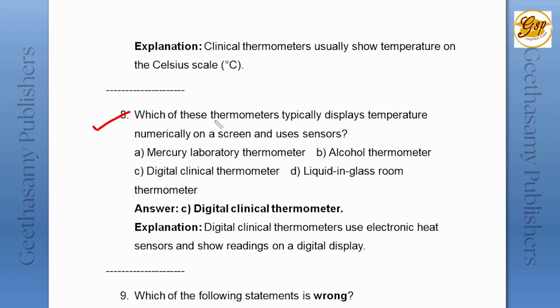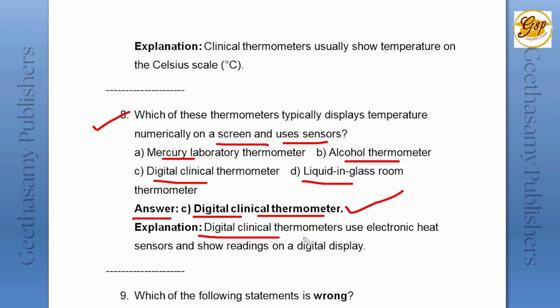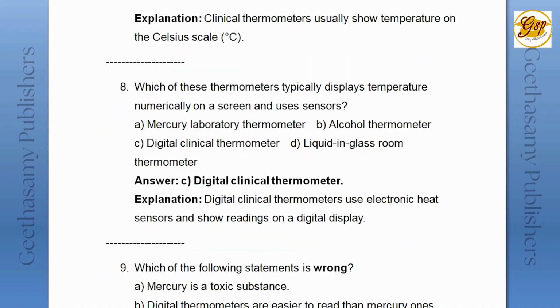And eighth question, which of these thermometers typically displays temperature numerically on a screen? Uses sensors. Mercury laboratory thermometer, alcohol thermometer, digital clinical thermometer, liquid in glass thermometer. So answer is C, digital clinical thermometer. The explanation is digital clinical thermometer uses electronic heat sensors and shows the reading on a digital display.